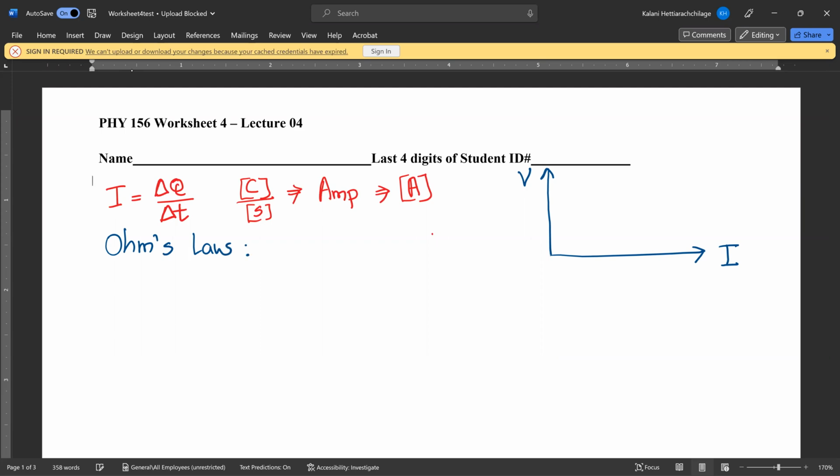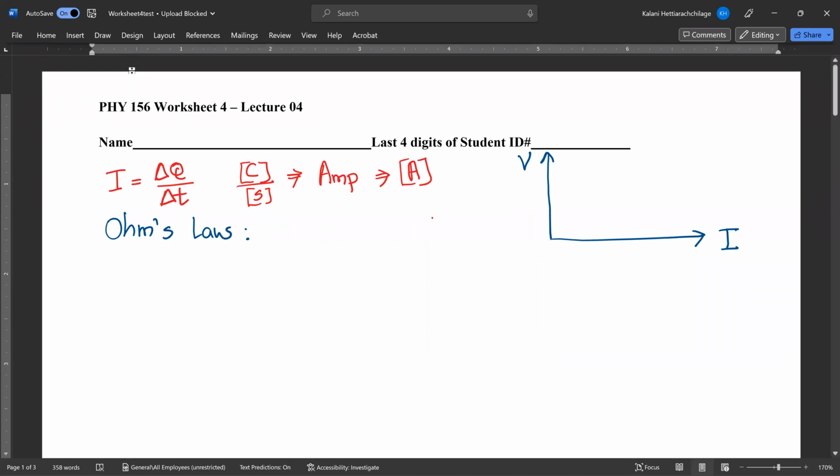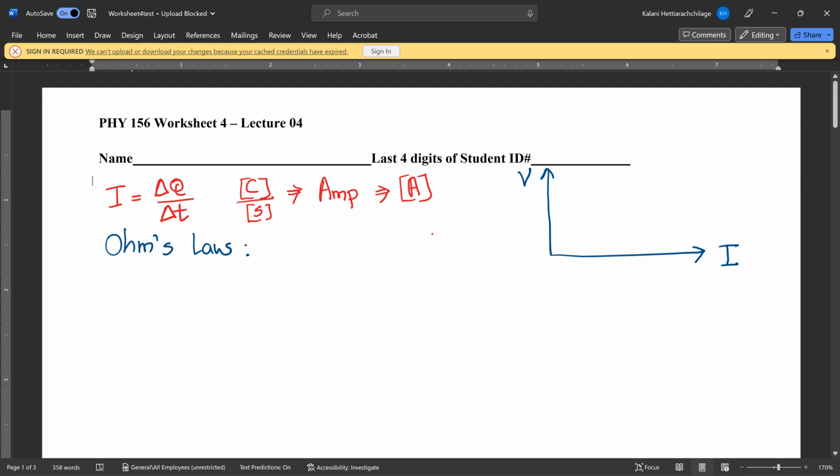What Ohm's law says is that V and I are proportional to each other. That means if I plot, in any circuit, voltage as a function of current, this should be linear. And if you take the slope of this, it is a constant. That constant we call R. So that is the resistance.